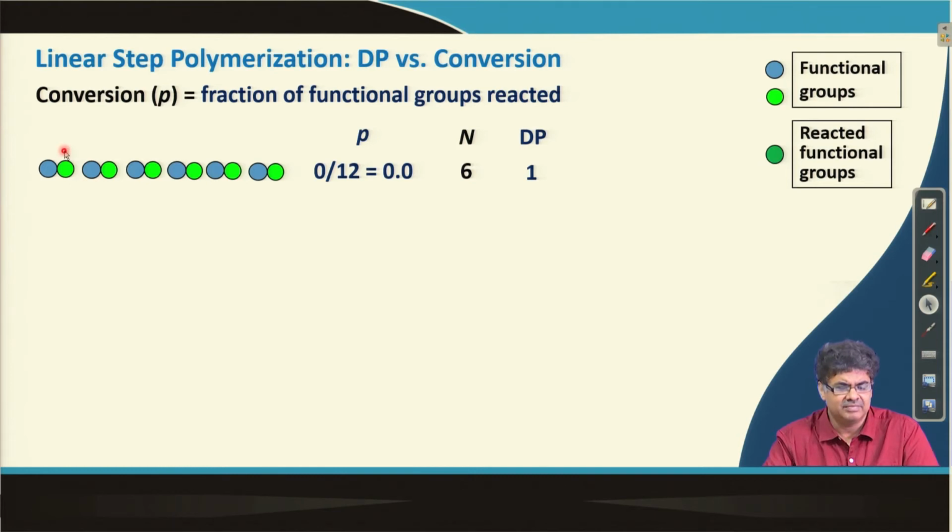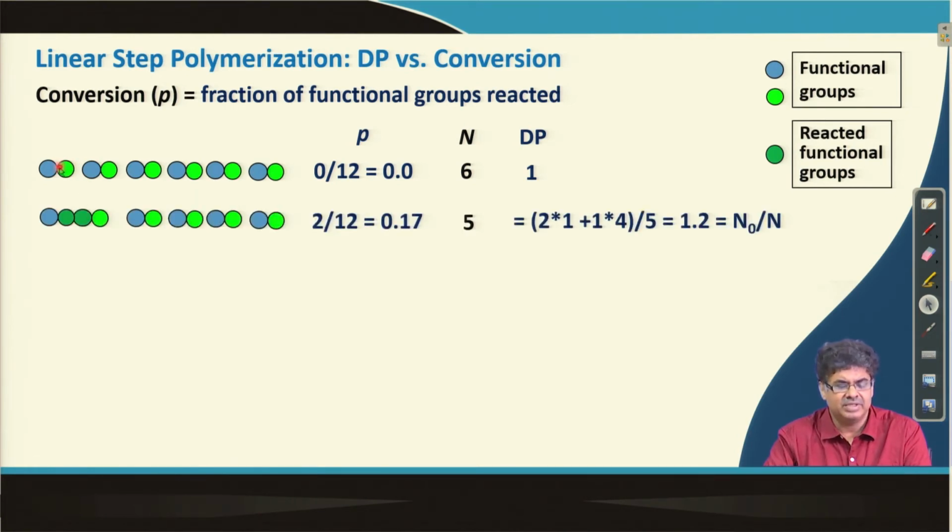So, if I have, say, AB type monomers, 1, 2, 3, 4, 5, 6 monomers, which have 12 functional groups, and at the beginning no reaction has happened. So, the number of functional groups reacted is 0 by the total functional groups, so conversion is 0, and the number of molecules present at this moment, n, is 6, and the degree of polymerization in this case is 1, because there is only one structural unit in each molecule.